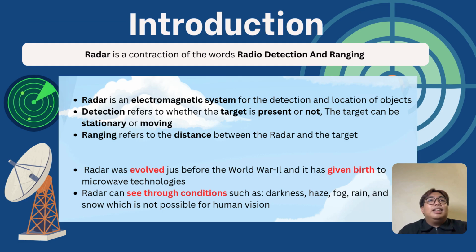Radar is actually a short form that stands for radio detection and ranging. In simple words, radar is an electromagnetic system that is used to detect and locate objects. The term detection means radar can identify whether a target is present or not, and the target can be either stationary or moving. Ranging refers to measuring the distance between the radar and the target.